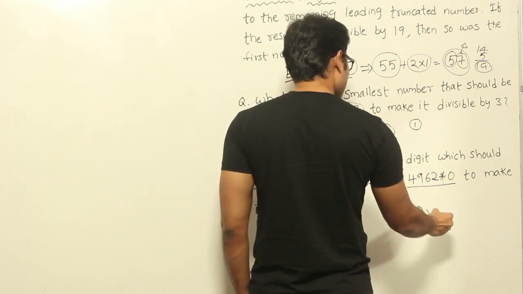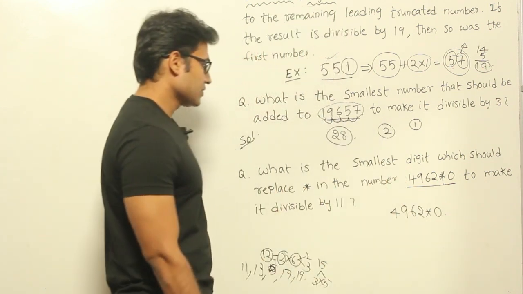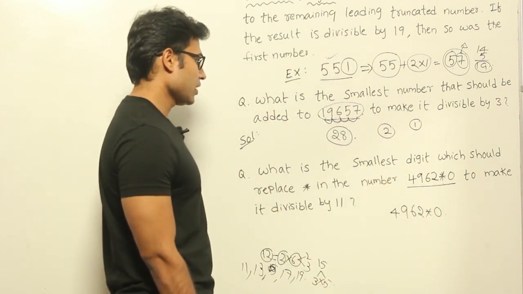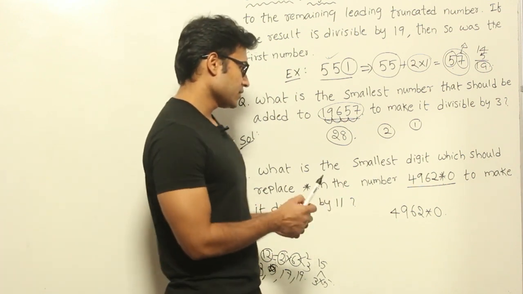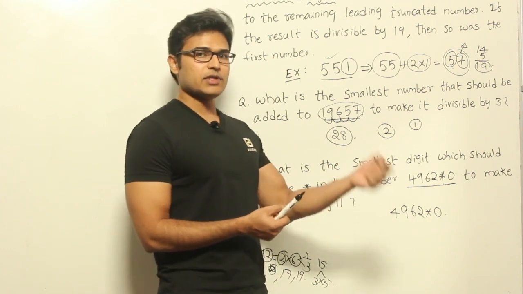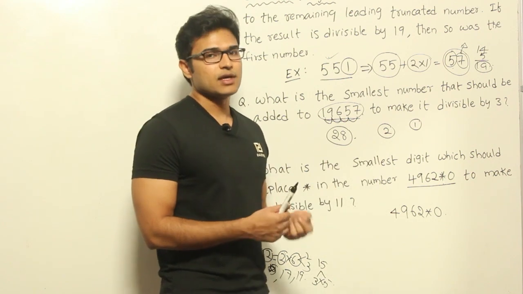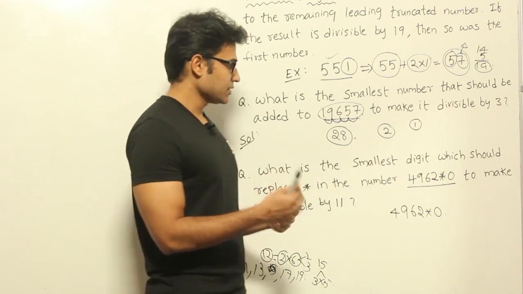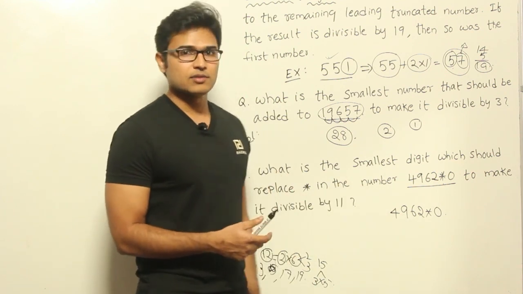4962, and then there is star, and then there is 0, right? As we have seen earlier, a number is divisible by 11 if the difference between the sum of the digits in the even places and the sum of the digits in the odd places, not the odd digits, odd places and even places, is divisible by 11, or if it is 0. Then you can say that the number is divisible by 11, right?